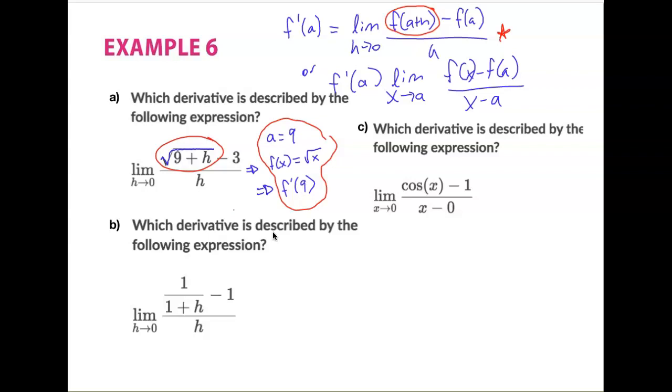And you can always check your answer because this should be f of a, right? Does f of a give us 3? Well, if I plug this 9 into my function, is the square root of 9 3? Yes, right?